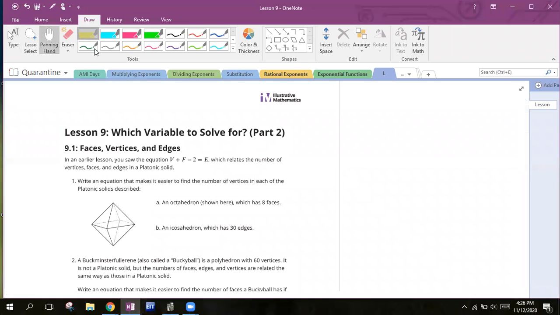All right, so in lesson 9, we're just continuing which variable to solve for. So in lesson 8, we talked about when it specifically asks us to find something, that's what we need to have our equation set equal to. So 9.1 starts out right with faces, vertices, and edges. It says, in an earlier lesson, you saw this equation. So this was way back at the beginning of this unit.